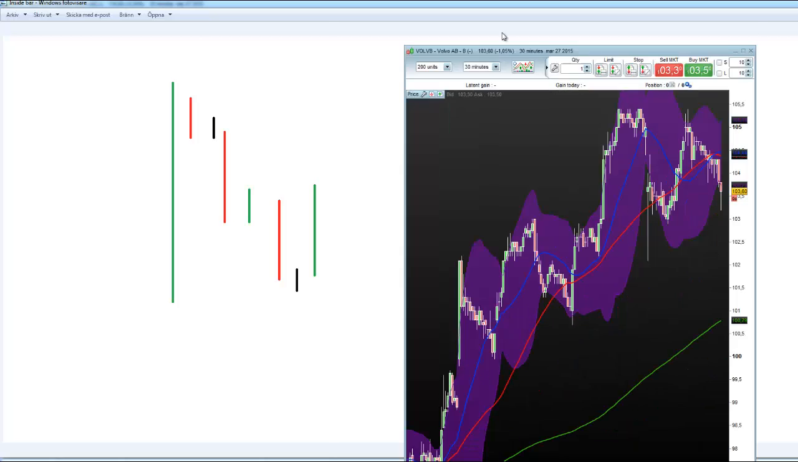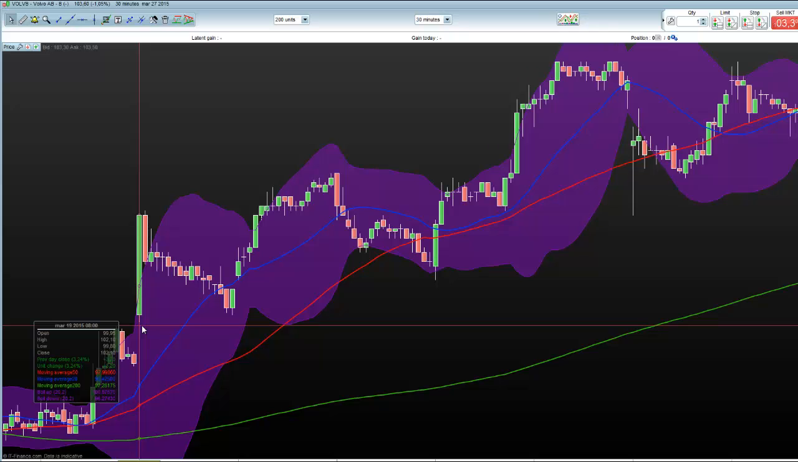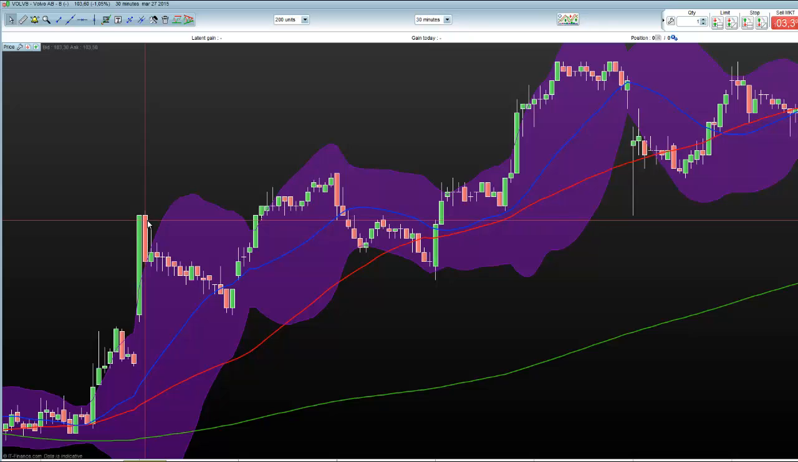We're going to look at a couple of examples. Here we have Volvo, and I'm looking at this big candle here. This is a 30-minute chart, so each bar is 30 minutes. On the morning of the 19th of March, we started with a big up move, and over the day we went slowly back down to the bottom of this bar.